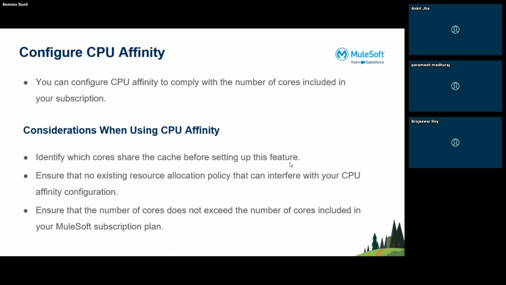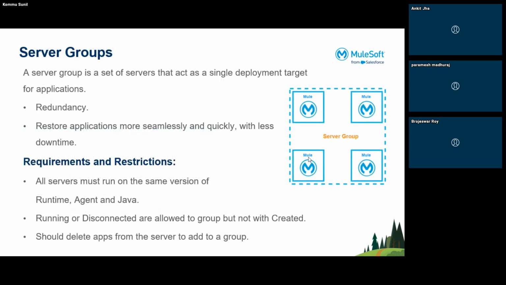Moving on to the next topic, server groups. So what's a server group? A server group is nothing but more than one server working together. What I mean is they will act as a single deployment target. You can have multiple servers and group them, and you can deploy applications at once to all the servers.